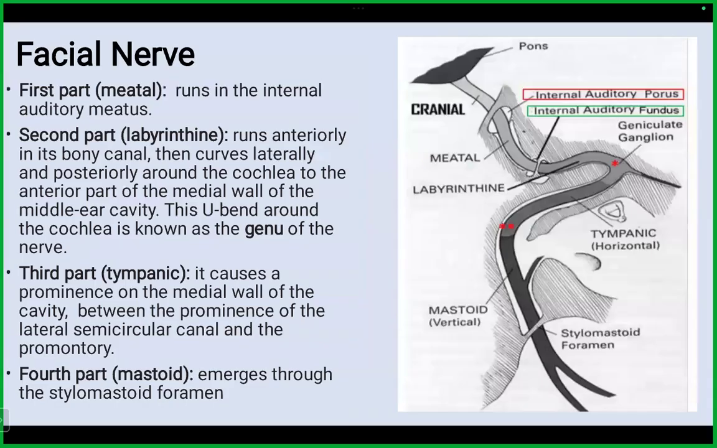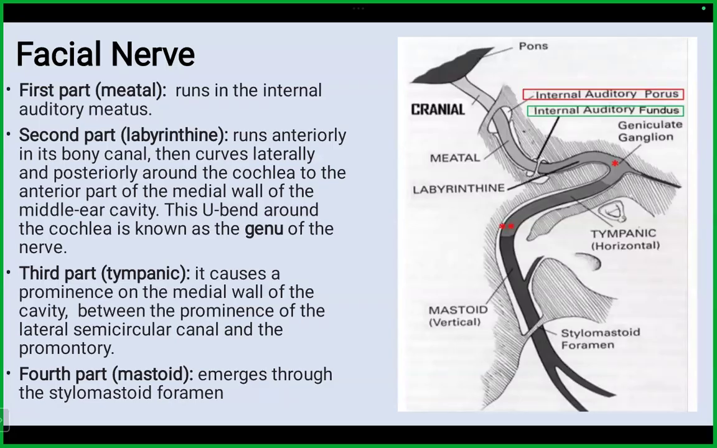Facial nerve. The facial nerve has four parts in relation to the ear. First part, meatal, runs in the internal auditory meatus. Second part, labyrinthine, runs anteriorly in its bony canal, then curves laterally and posteriorly around the cochlea to the anterior part of the medial wall of the middle ear cavity. This U-bend around the cochlea is known as the genu of the nerve.